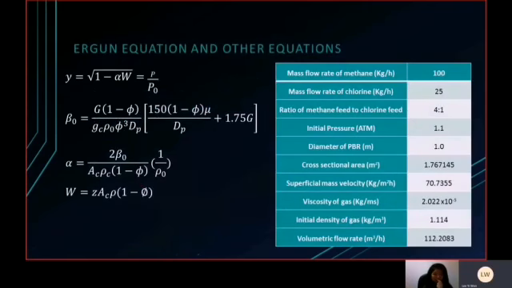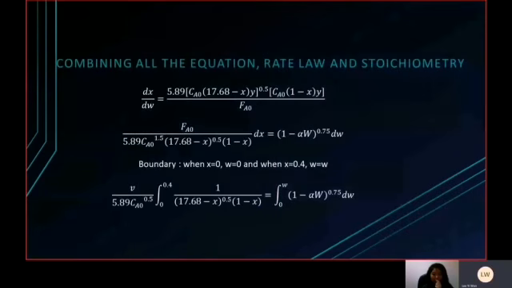Since a PBR is being used, a few equations such as the Ergun equation are used to determine the volume of the reactor. The values that you can see from the slides are obtained through textbooks and articles with reliable evidence. After that, the team combines all of the equations that have been stated before and solves accordingly to find the weight of catalyst with initialized boundary.